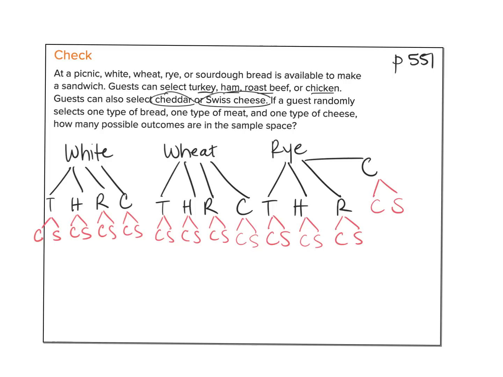Okay, so total, if I count all of those at the bottom, I see 2, 4, 6, 8, 10, 12, 14, 16, 18, 20, 22, 24. So there are 24 possible outcomes for my sandwich.